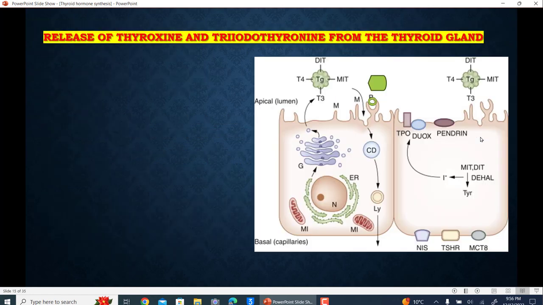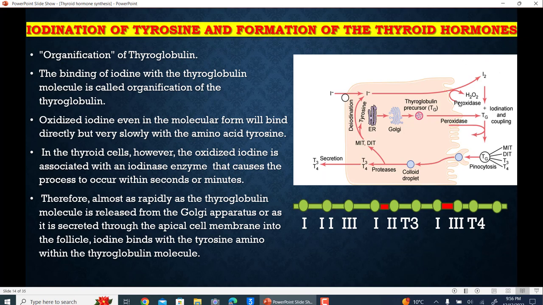Peroxidase performs four functions. The first function is to transport the iodide into the lumen of the cell. The second function is to convert iodide into iodine. The third function is to incorporate this iodine into the tyrosine. And the fourth function is to couple the incorporated iodine molecules with each other.